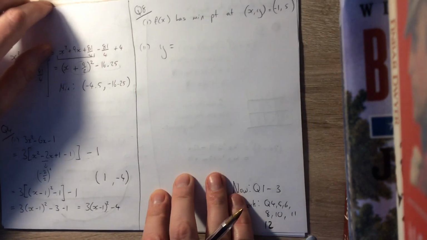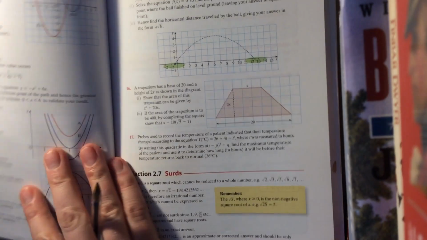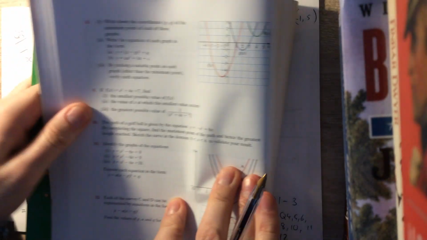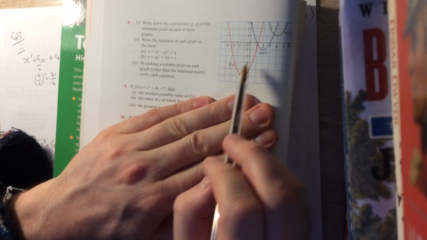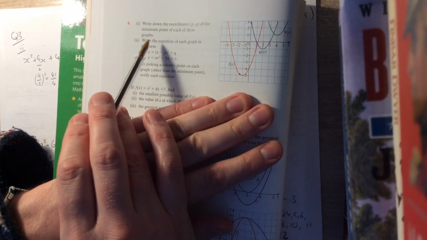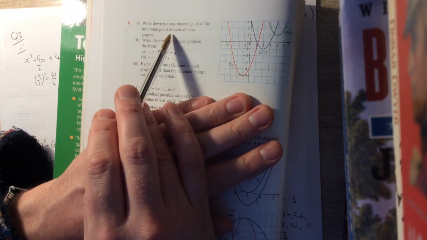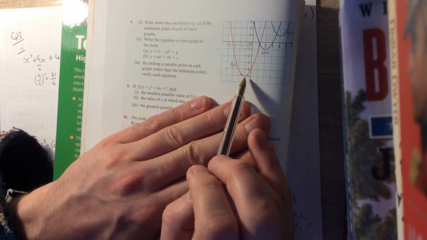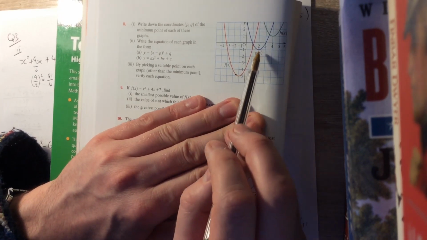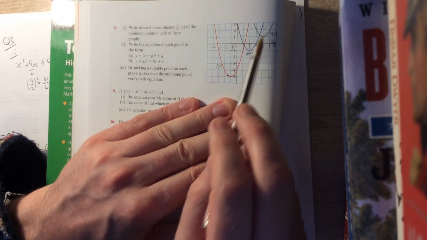And last question here, I'm going to do question 8, which is on the next page. Now, in question 8, they give you 3 graphs. I'm going to work with f of x here, but you can see there's 2 others, and we'll be doing them in class tomorrow. Write down the coordinates PQ of the minimum points of each of these graphs. So, for example, f has a minimum point at (minus 1, 5). g has a minimum point at (2, minus 1). And h has a minimum point at (4, 1).